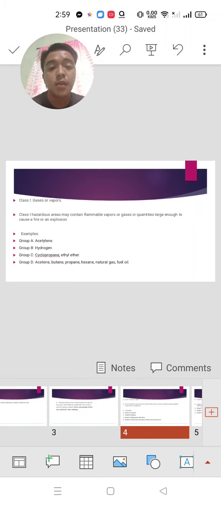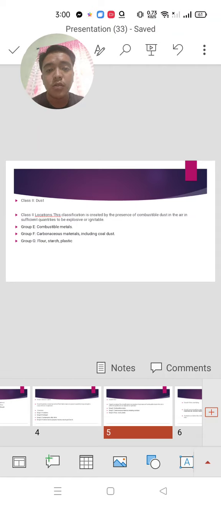So in Class 1, gas and vapors, Class 1 hazardous areas may contain flammable vapors or gases in quantities large enough to cause a fire or an explosion. The groups are A to D, and these are the hazardous gases that can cause explosion. Group A, acetylene; group B, hydrogen; group C, cyclopropane, ethyl ether; and group D is acetone, butane, propane, hexane, natural gas, and fuel oil.